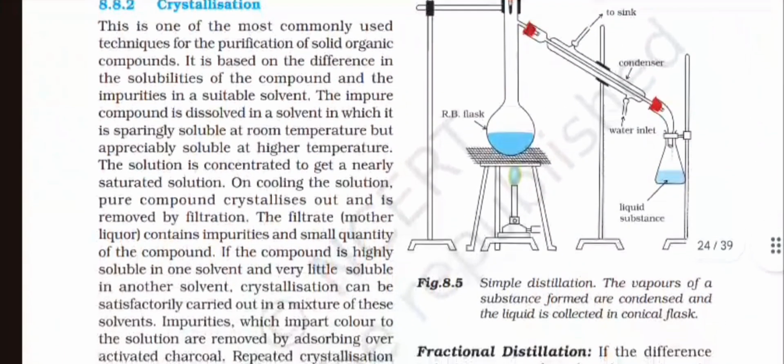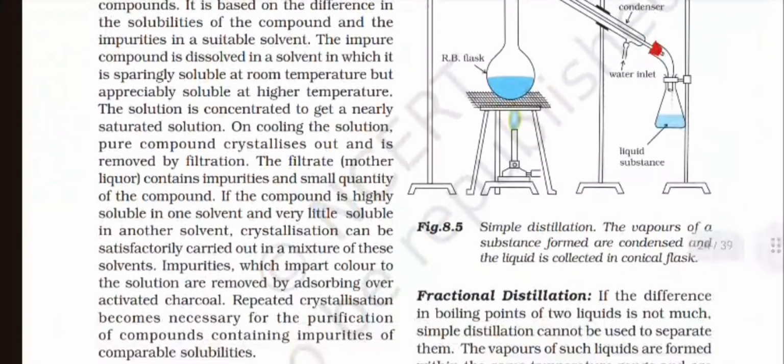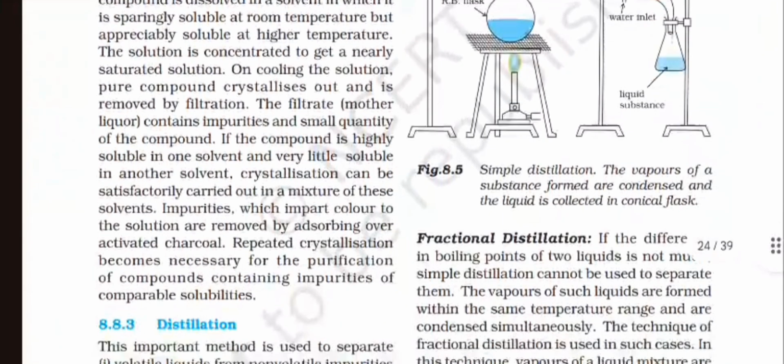Crystallization. This is one of the most commonly used techniques for the purification of solid compounds. It is based on the difference in the solubilities of the compound and the impurities in a suitable solvent. The impure compound is dissolved in a solvent in which it is sparingly soluble at room temperature but appreciably soluble at higher temperature. The solution is concentrated to get a nearly saturated solution. On cooling, the pure compound crystallizes out and is removed by filtration. The filtrate contains impurities and a small quantity of the compound.